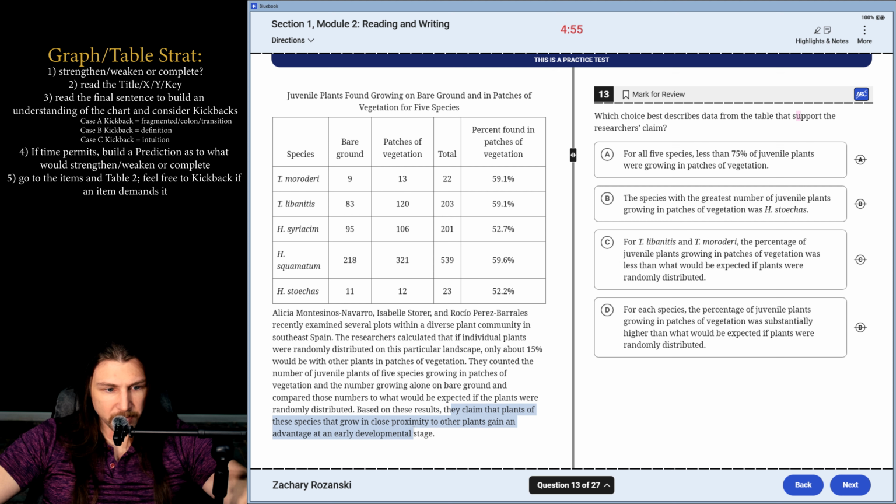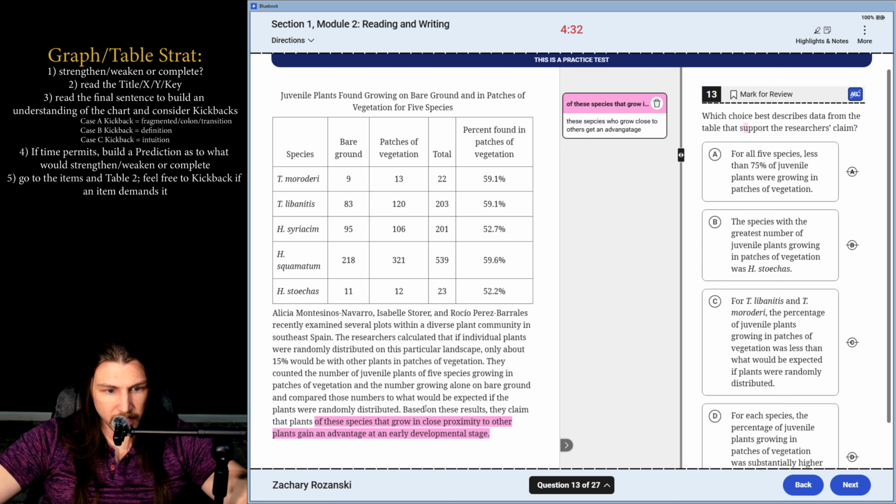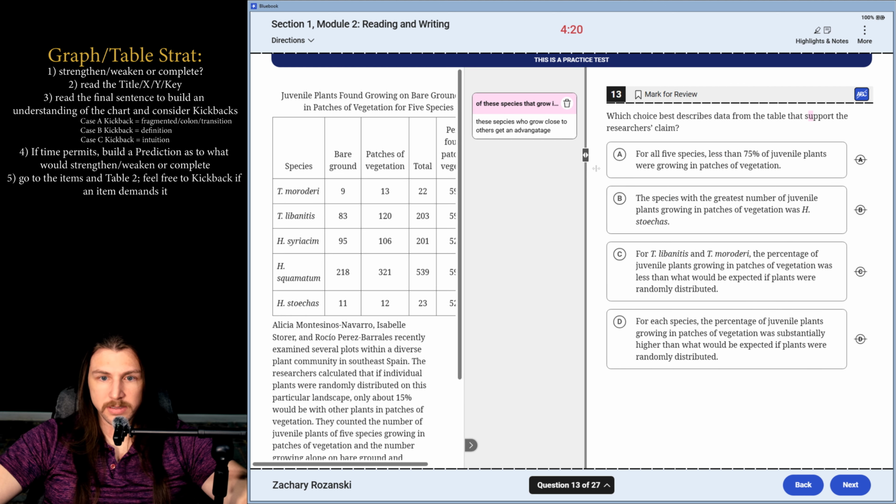Based on these results, they claim that the plants of these species that grow in close proximity to other plants gain an advantage at an early stage. What are these species? So I'm going to do a kickback to try to read the definition of that. The counted number of juvenile plants, 5 species growing in patches of vegetation, number growing alone on bare ground. So these are just all of them. Yeah, this refers to all of these things.